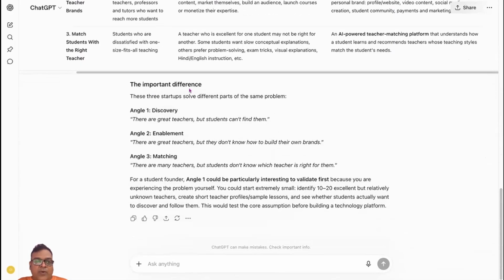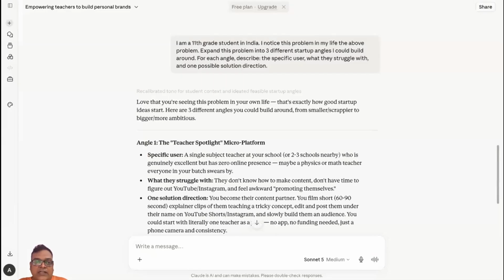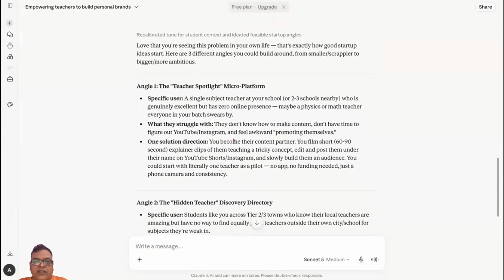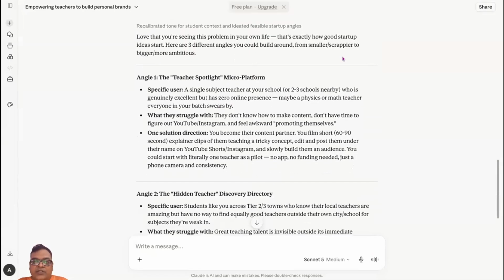Okay, the important difference. So angle 1, if you look at discovery, there are great teachers, but students can't find them. Angle 2. So for a student founder, angle 1 could be particularly interesting. It's also giving which one is actually the best one to choose. Let's come here. Right. And it is first appreciated. Then angle 1 is the teacher spotlight micro platform, specific user.